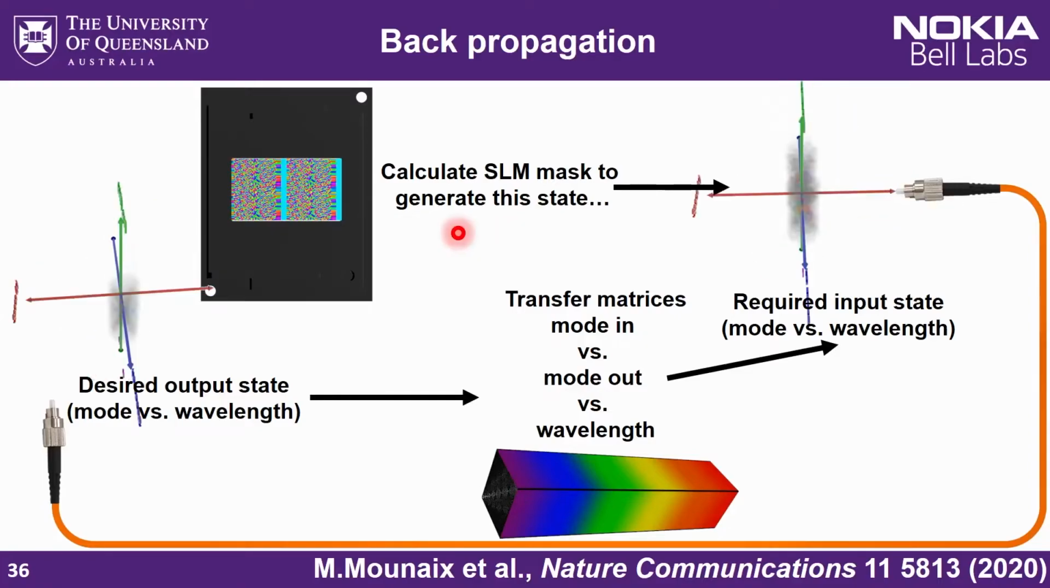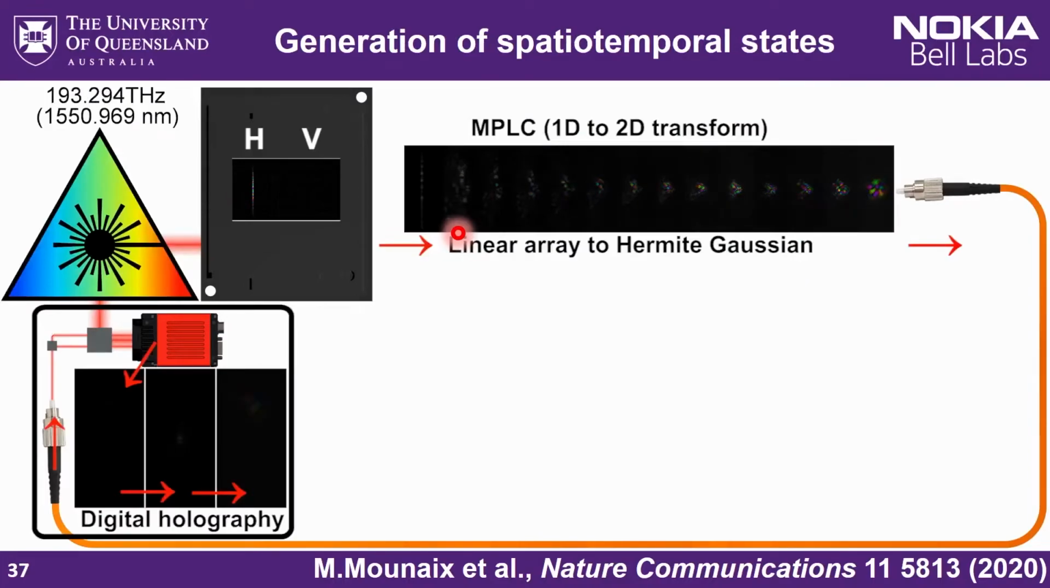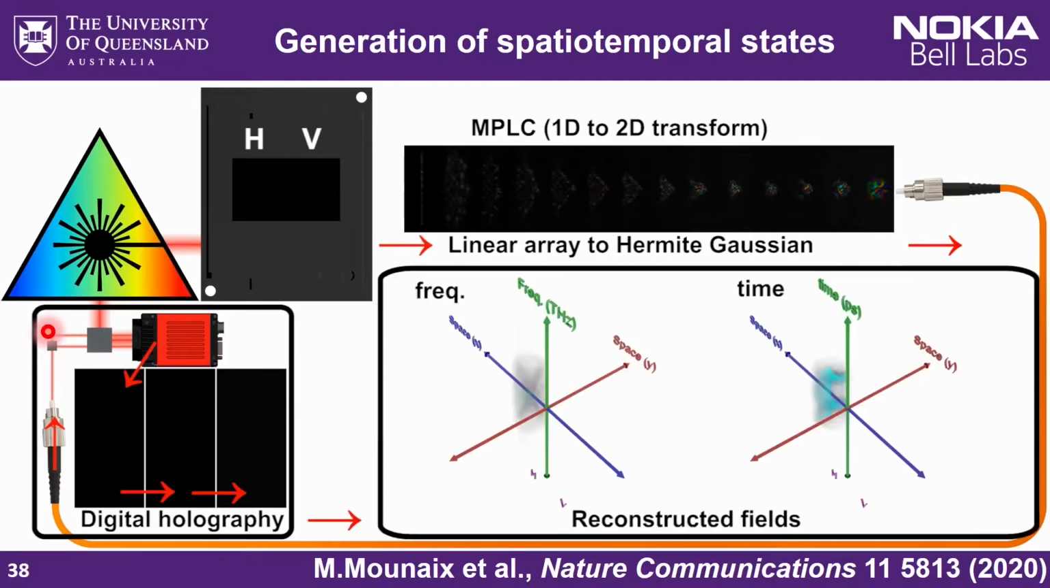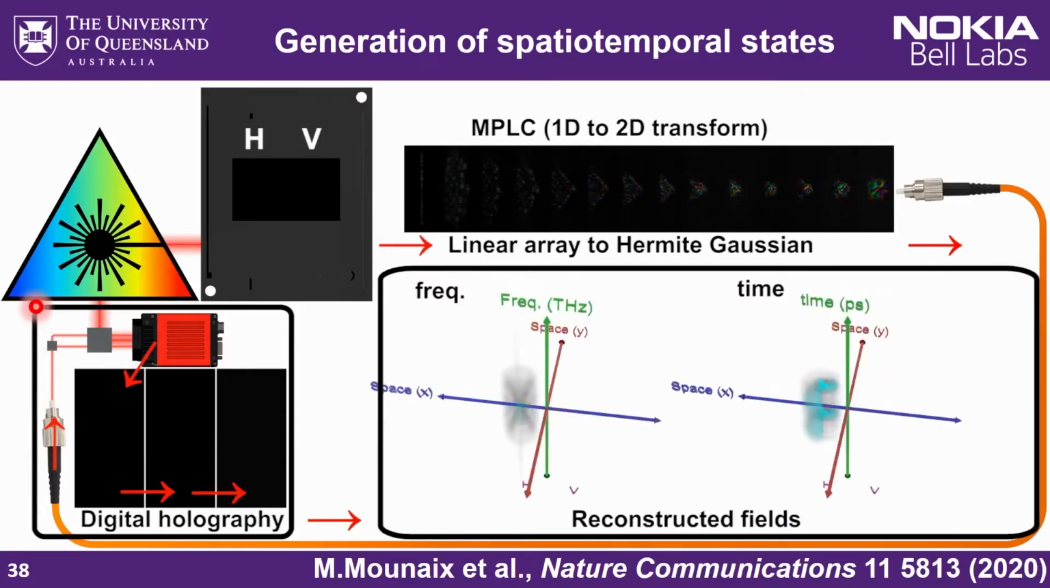Once we have calculated the mask, we display it on the SLM, and then we do a characterization sweep to measure the corresponding obtained optical field. So we record the spatial field for each spectral component, and then we take the Fourier transform along the spectral axis to get the temporal response. Just to insist, the temporal measurements that we will do here are done in the spectral domain.